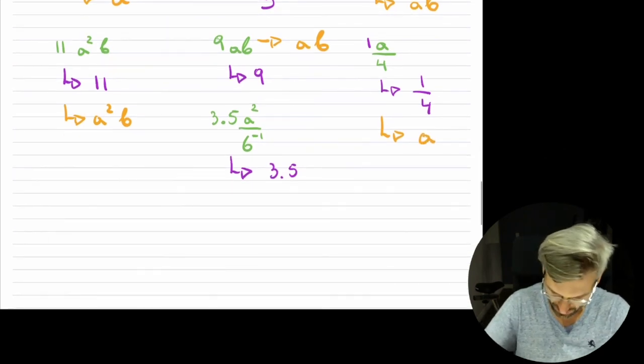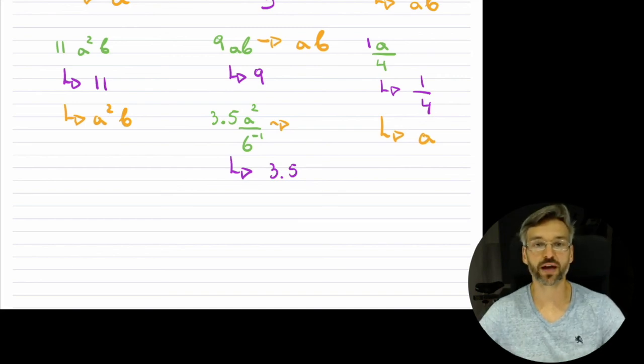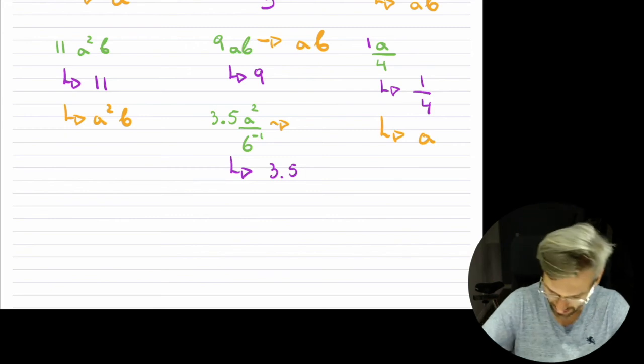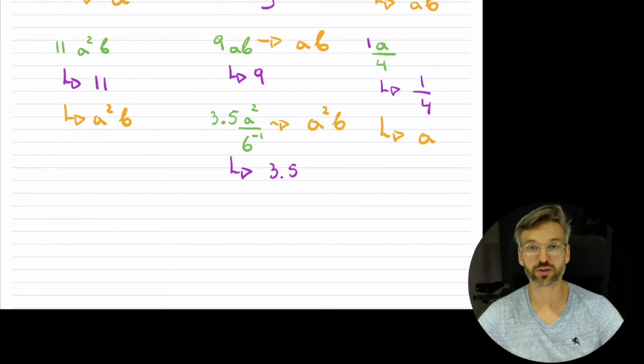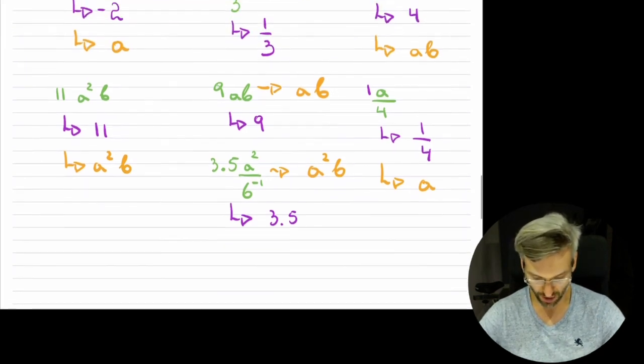And then the last one, we have to be careful. Remember that for terms, make the exponents all positive so that you can see what's happening. So if I make these positive, it's actually a squared, and then the b to the -1 goes up, and it's going to be b to the 1, which is just b. So those are the bodies.